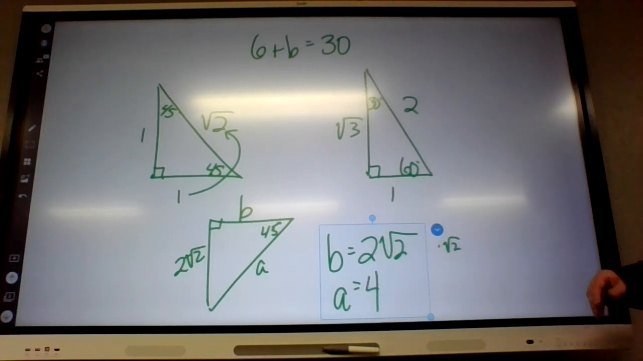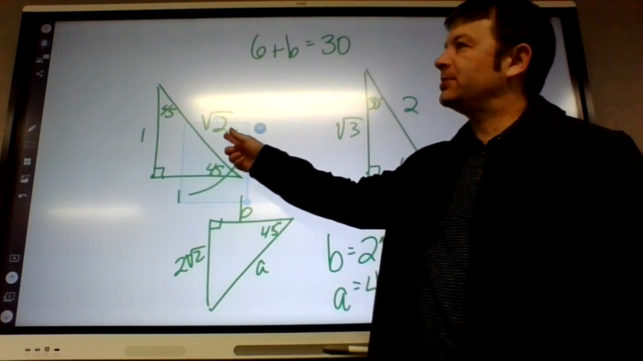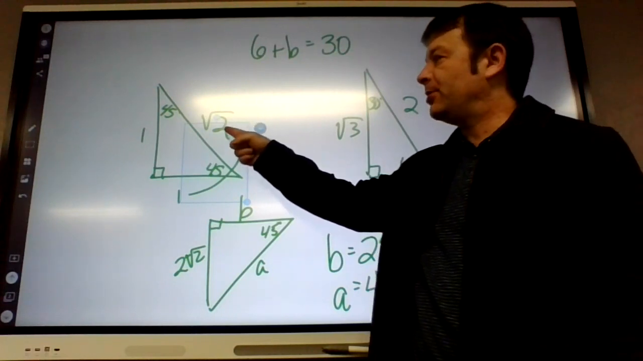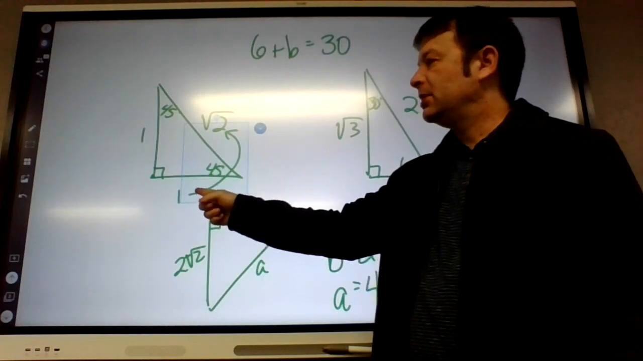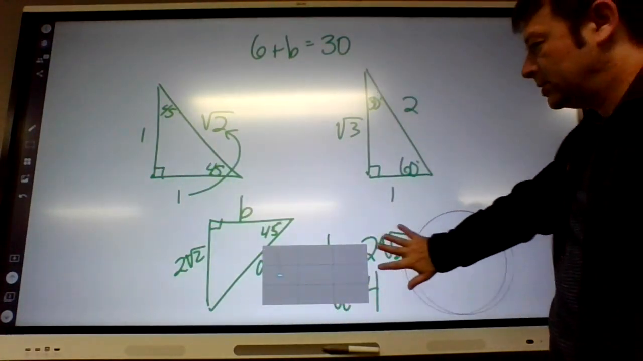Alright, is this making sense? Yep. Okay, so if you're going from the leg to the hypotenuse on a 45, 45, 90, you multiply by square root of 2. If you're getting smaller, going from hypotenuse to a leg, you divide by square root of 2. And the legs are always identical.